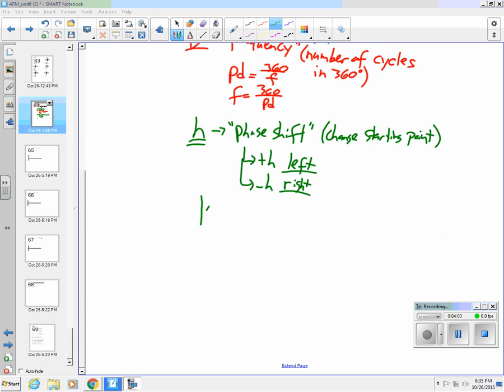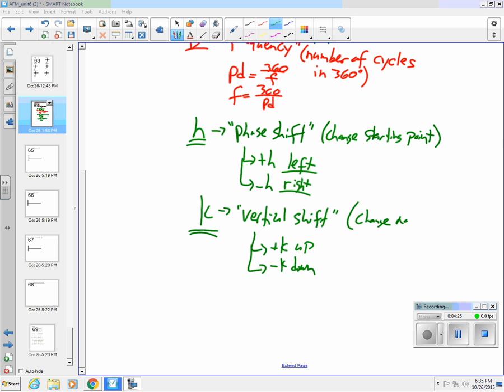And last one, k. Same as before, this is the vertical shift. So plus k will move up, just like with all our other parent functions, and minus k will move down. And this will change the maximum and the minimum value for the function. So it'll move the entire function up or down, so it'll move the maximum and minimum for the y values.